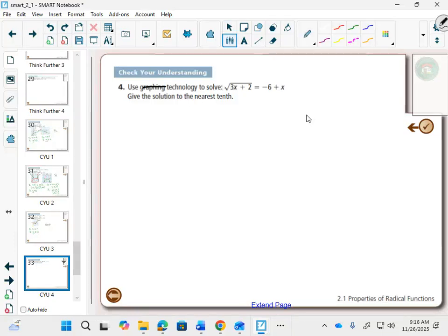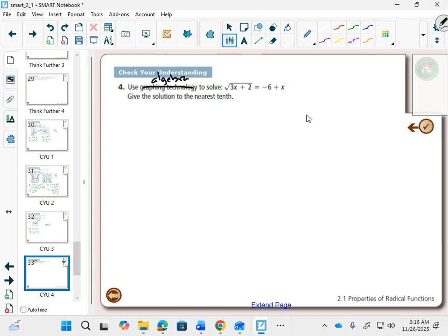So I'm going to just put algebra there instead. And this is a review from grade 11. How to solve square root equations using algebra.